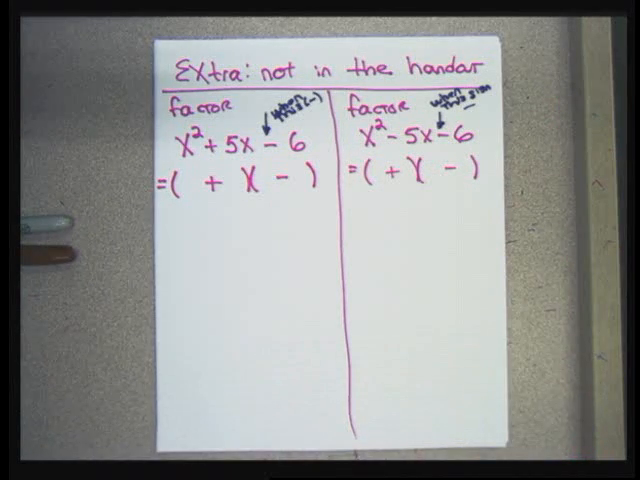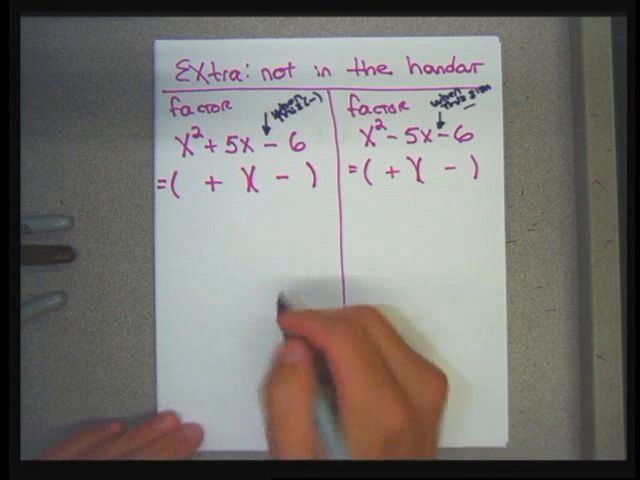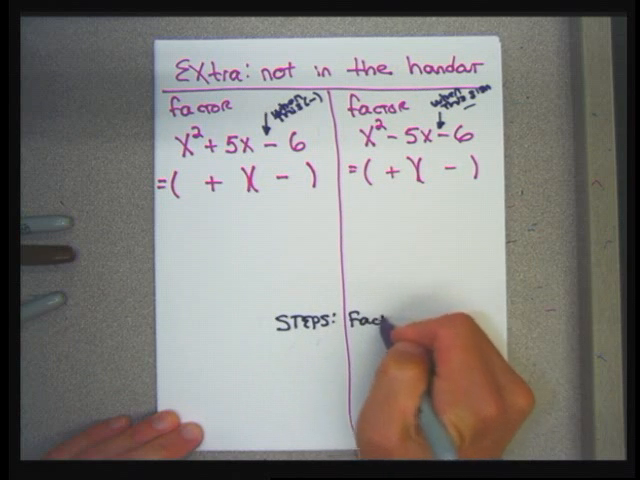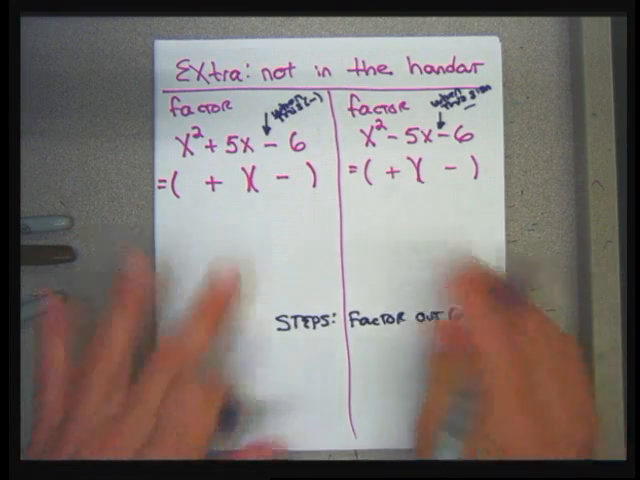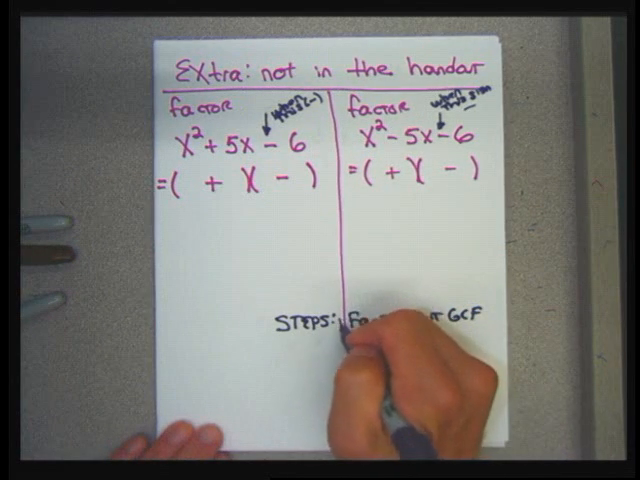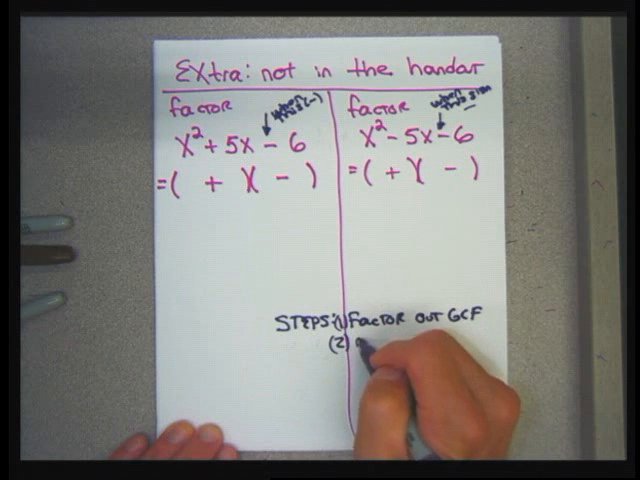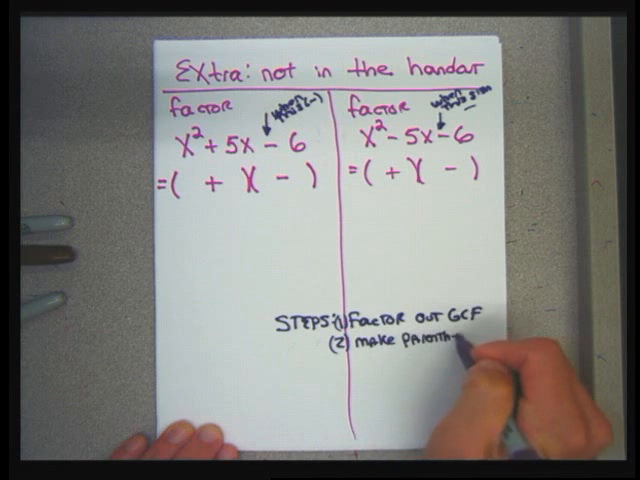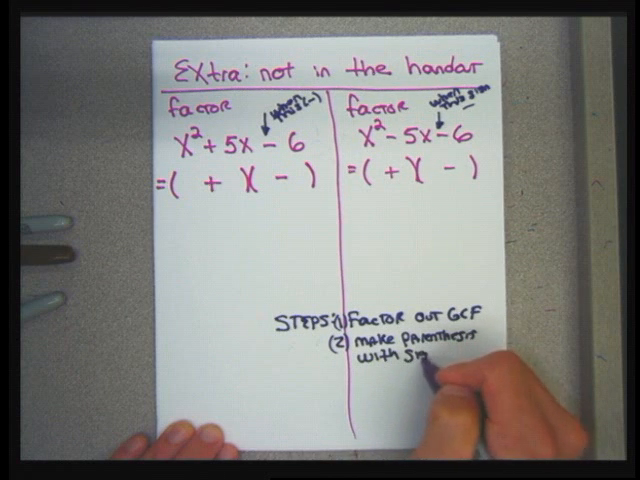So always when I go to factor trinomials, first I look for common factors. So my steps are: factor out the GCF or a negative if necessary. Neither one of these problems, which are two different problems, has a GCF, so I'm not going to worry about them. After I deal with that step, which in this case involved doing nothing, I'm going to make my parentheses with my signs, because that's easy enough to do.